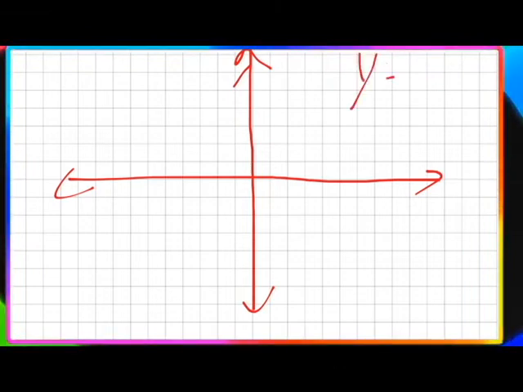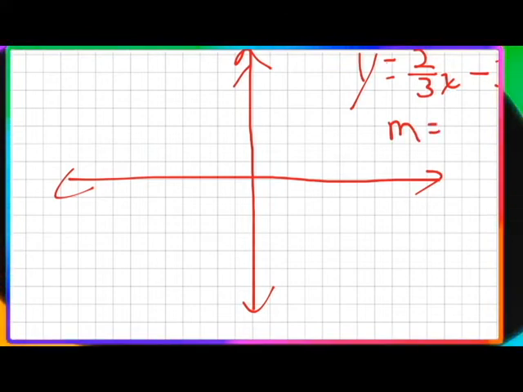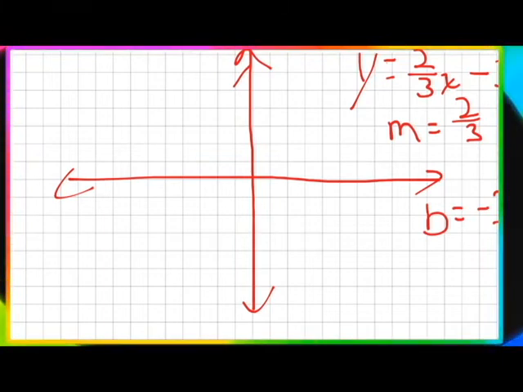Y is equal to 2 over 3x, which is my slope, right? And the y-intercept is negative 3. So I disappeared so you can see it. Negative 3 on here is 1. Let's change the color here. Let's go to green. 1, 2, 3. This is my y-intercept.